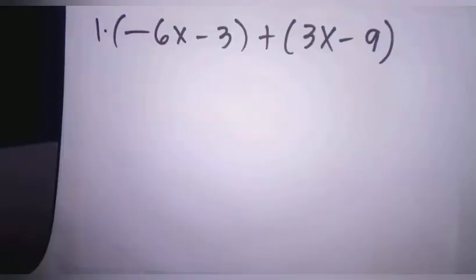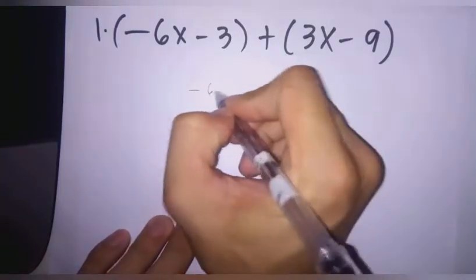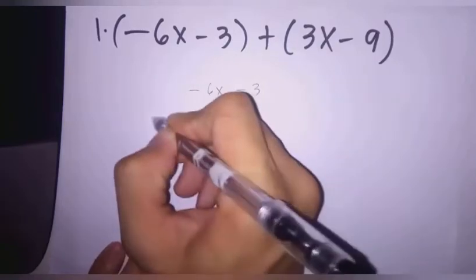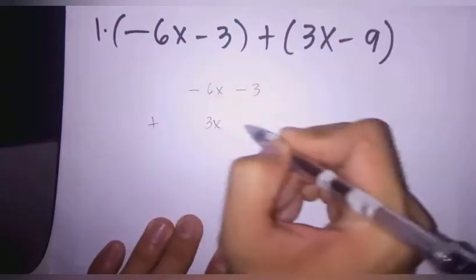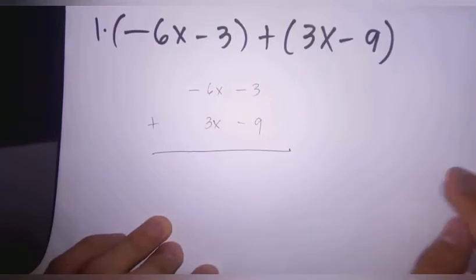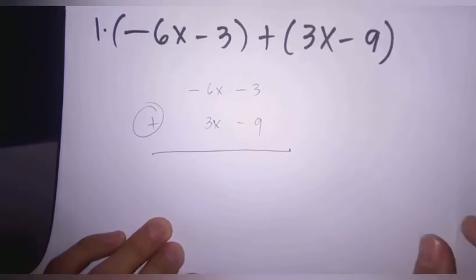Number 1. What do you call this? Binomials. So, addition of binomials. Let's start. Negative 6x, minus 3, then plus 3x minus 9. In this problem, tignan ninyong mabuti. Siya kasi yung ating mediator.